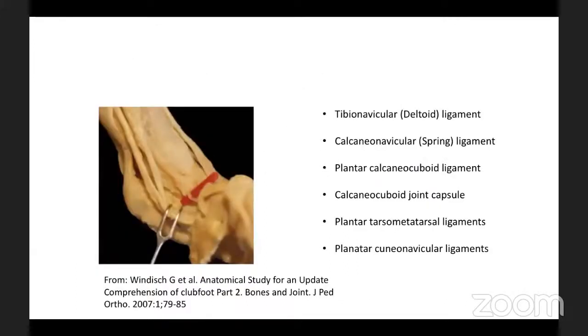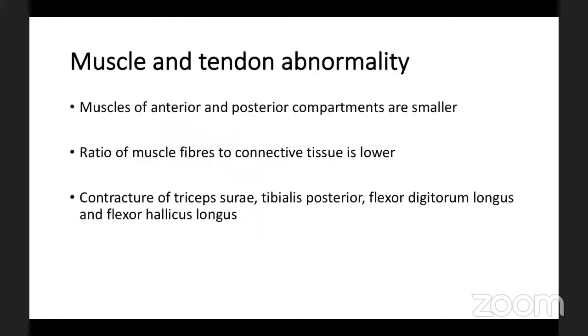The contractures of the soft tissues on the medial side maintain the cavovarus, including tight joint capsules, contracture of the deltoid and spring ligaments and the plantar ligaments. The plantar muscles and abductor hallucis are also contracted, contributing to the equinovarus. Muscle compartments of the leg are involved with contracture of the triceps surae, tibialis posterior and long flexors, and the peroneal tendon sheath is thickened and contracted. The calf can be seen to be smaller and remains so throughout life. There's also an abnormal relationship of muscle fibers to connective tissue.